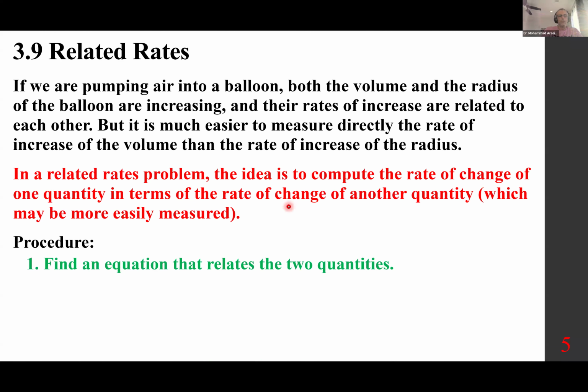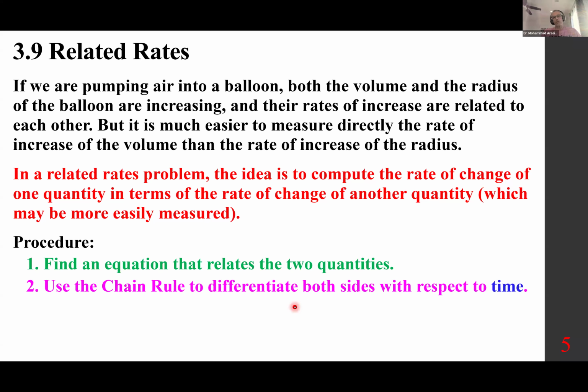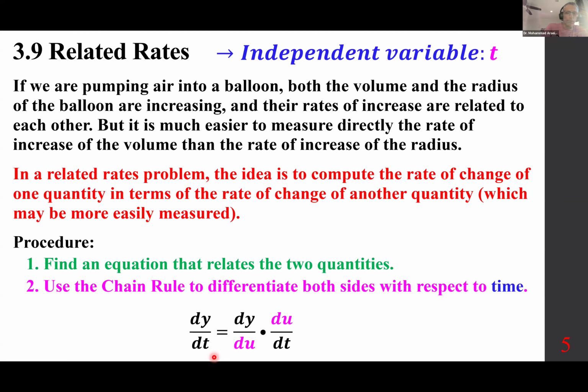Procedure. Number 1, find an equation that relates the two quantities. Number 2, use the chain rule to differentiate both sides with respect to time, meaning t is the only independent variable. And that's really the key. Therefore, dy/dt is dy/du times du/dt in that format.